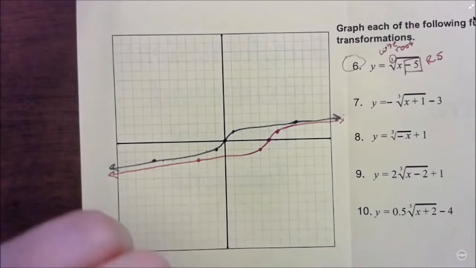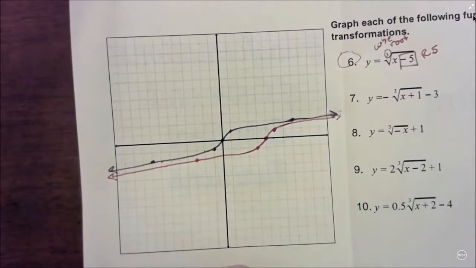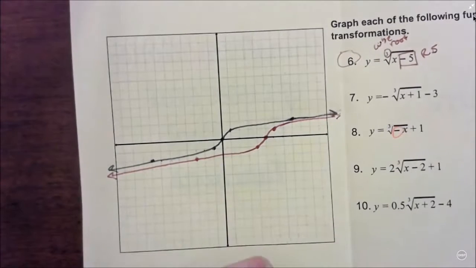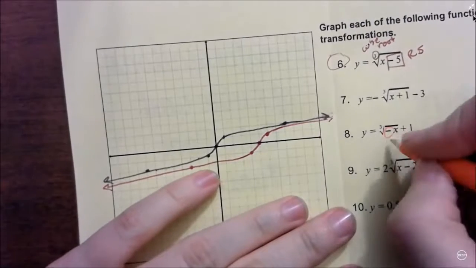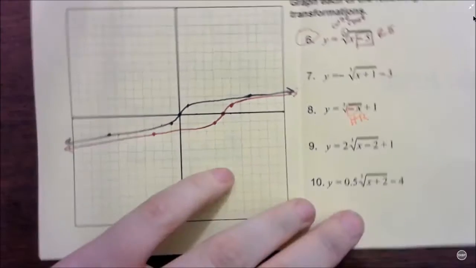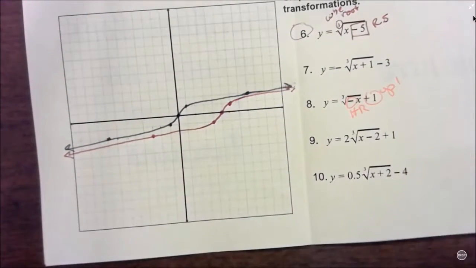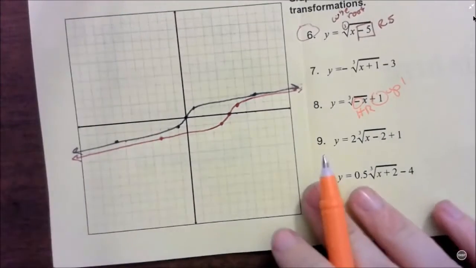And let's try one more. Let's do 8. You know what? We don't see a lot of horizontal reflections or anything. So let's do that one. So this has a horizontal reflection. So that's your B value. Horizontal stretch, compression, or reflection. And this is a reflection because it's negative. And then this is an up 1 because it's outside the cube root.